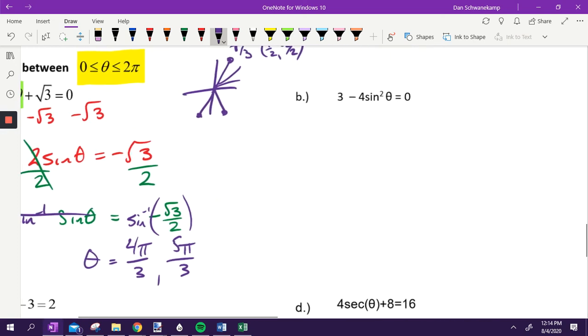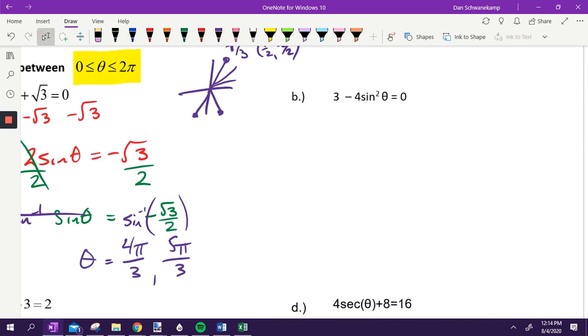Let's go to letter B. 3 minus 4 sine squared theta equals 0. I want to solve that thing. Jesse, what do you want to do first there?